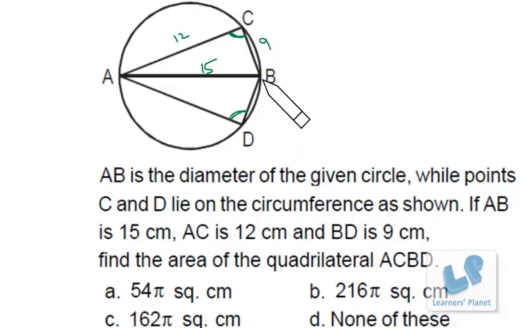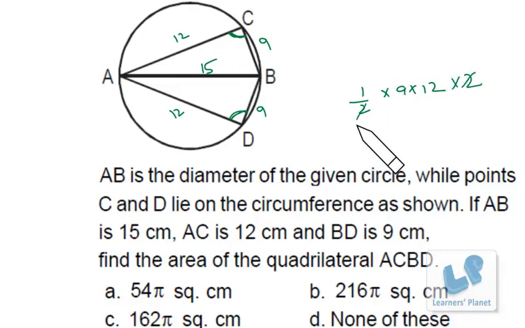Okay, if BC is 9, BD is also given to be 9. So if this is 15, this is 9, it has to be 12. So this is a right angle triangle ADB and this is a right angle triangle ACB. If you have to find the area of the quadrilateral ACBD, you can find the area of both the triangles. So the area of each triangle is half into 9 into 12. So the area of both the triangles will be twice of this. So that's 12 into 9, 108 square units. Okay, I hope that's clear.